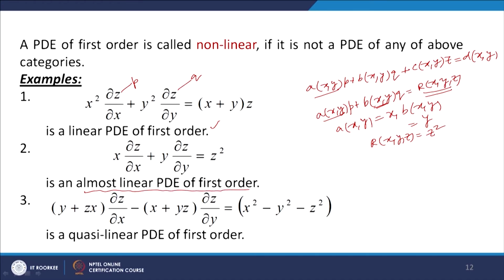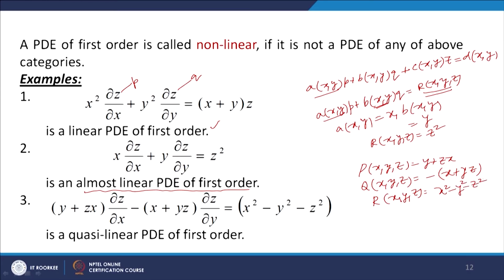Now let us look at this. Here the coefficient of p is P(x, y, z) equal to y plus zx, the coefficient of q which is Q(x, y, z) is equal to minus x plus yz, and R(x, y, z) is equal to x square minus y square minus z square. So this is a Cauchy linear partial differential equation.